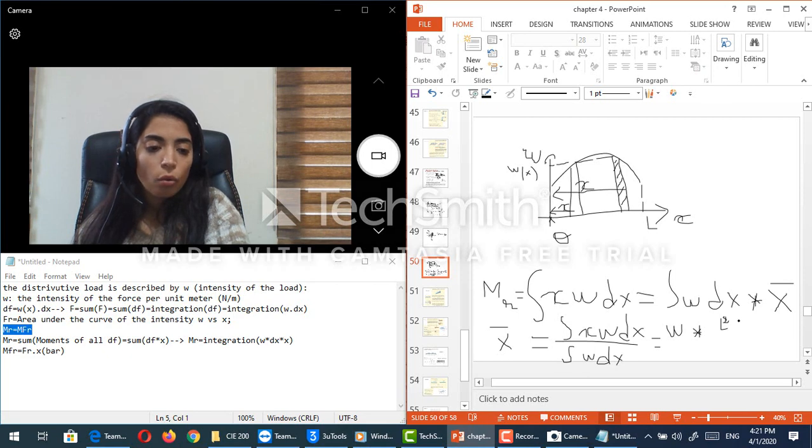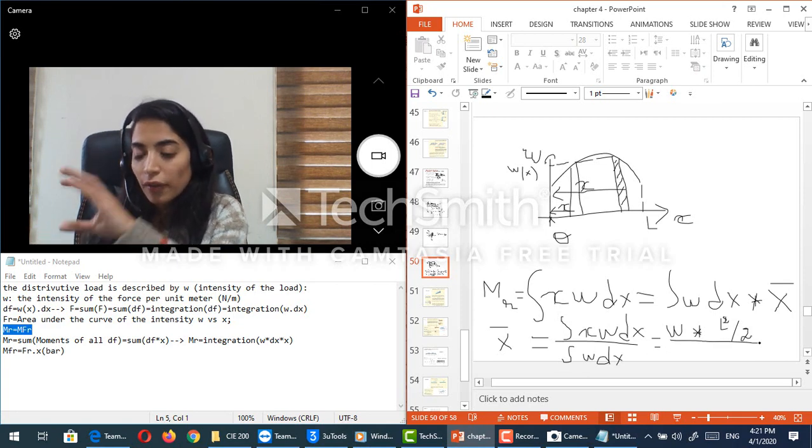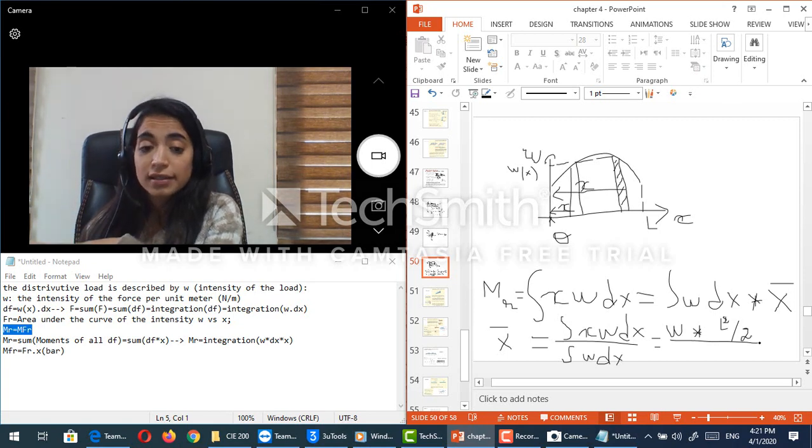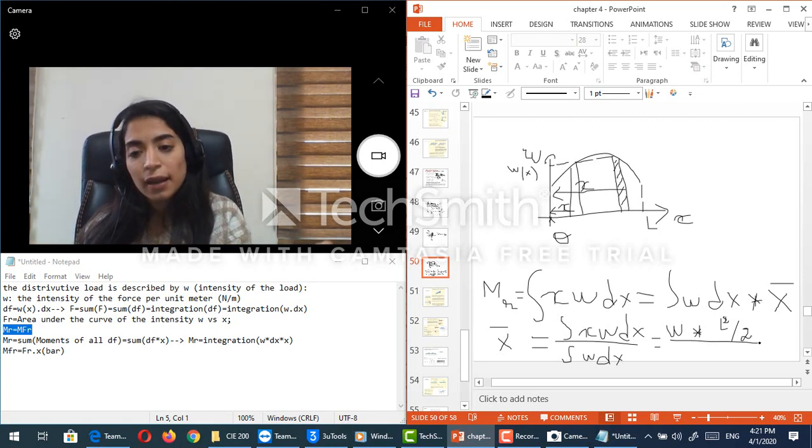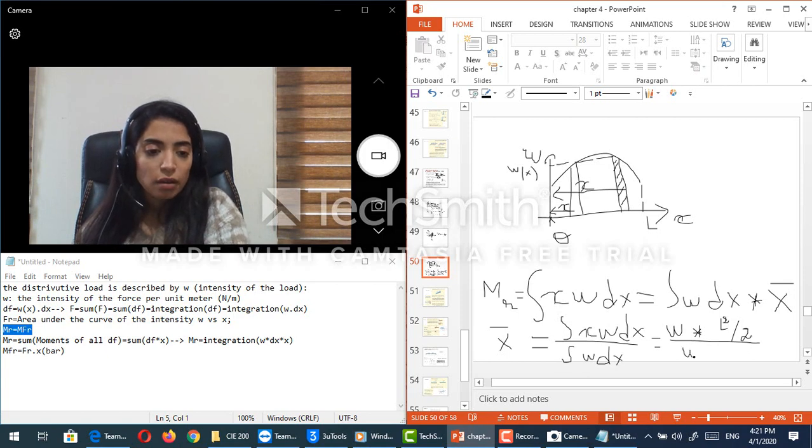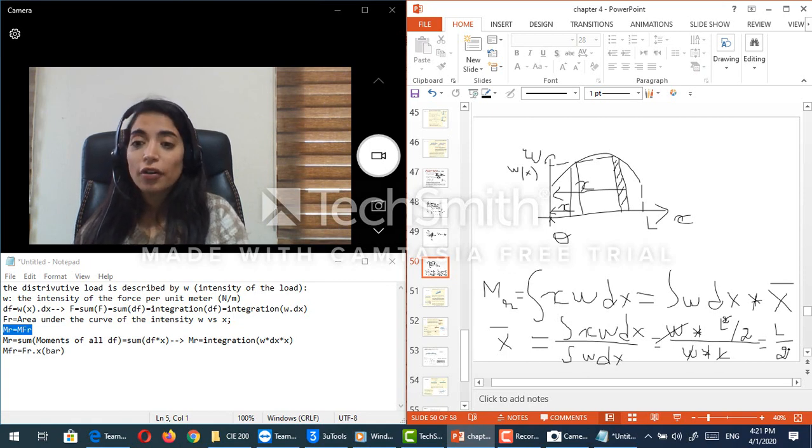Now, what is the integration of omega dx? That is basically F resultant. If I get rid of omega, because omega is constant, this integration will give me omega times L, which is basically F resultant. So it is omega times L. Now let's simplify by omega. And let's simplify by L. So the answer will be what? Will be L over 2. And now if you did the same for the case of triangular shape, you will have the same answer.